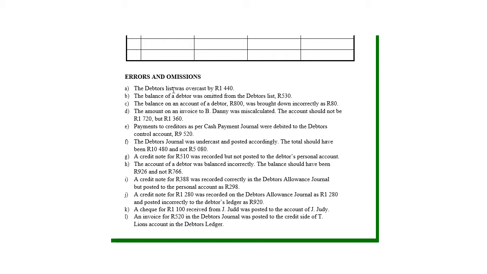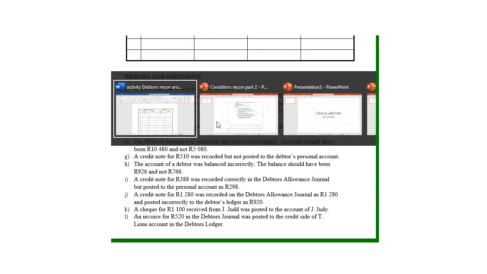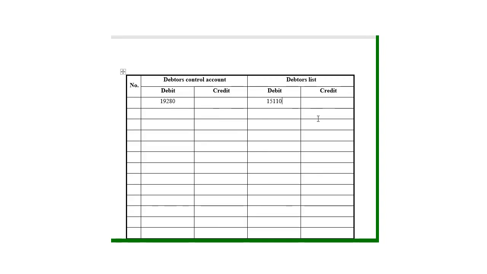They tell me the debtors list was wrong. It was overcast. In other words, we added it more than what it should be. So we must reduce it to rectify it with the 1,440. How do we reduce an asset? On the credit side. So we must put through a credit of 1,440. That is number A.